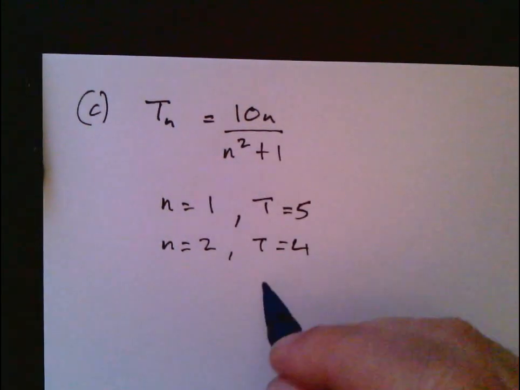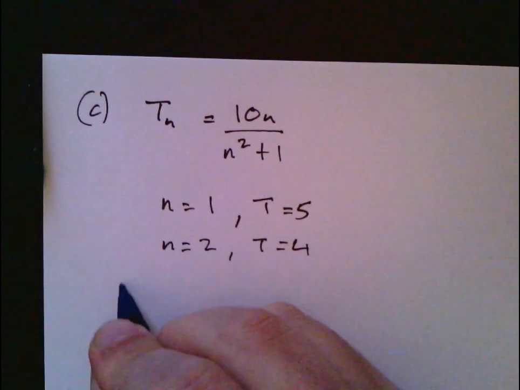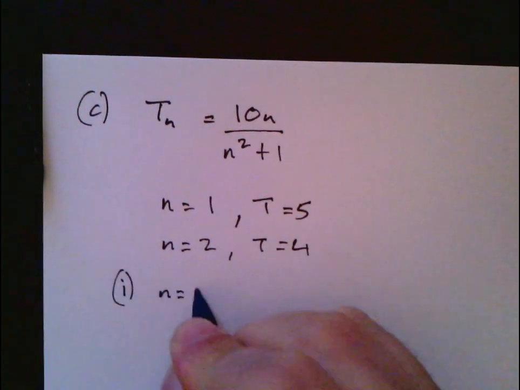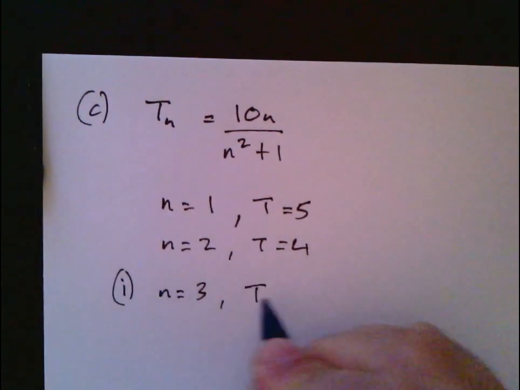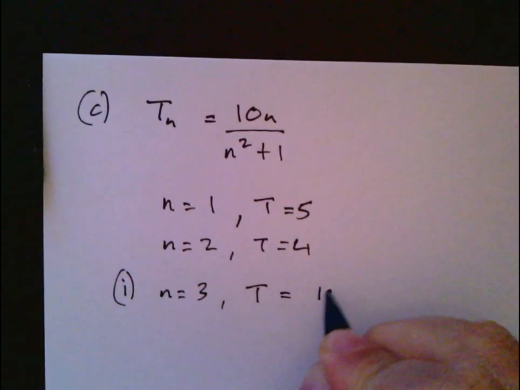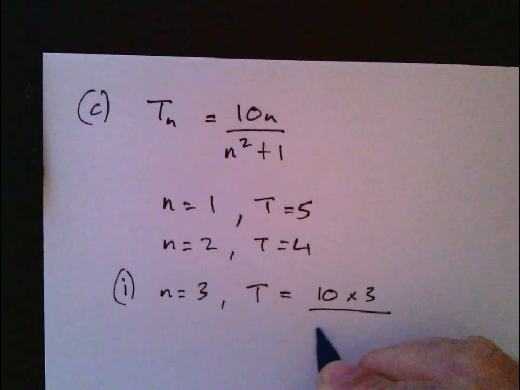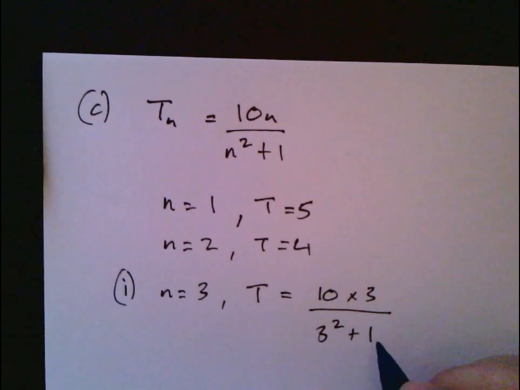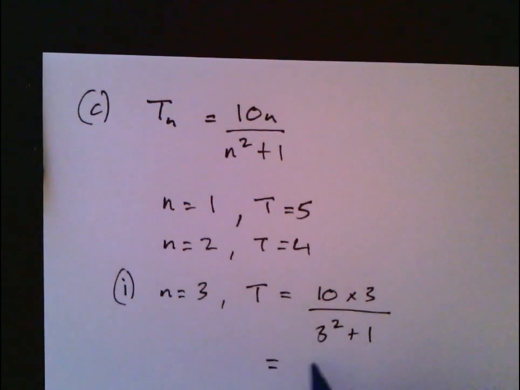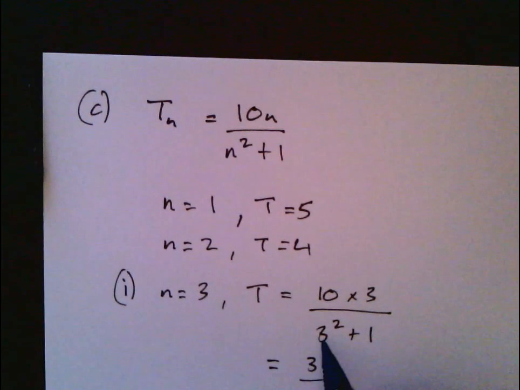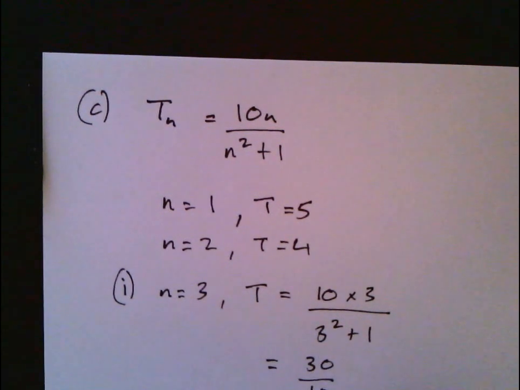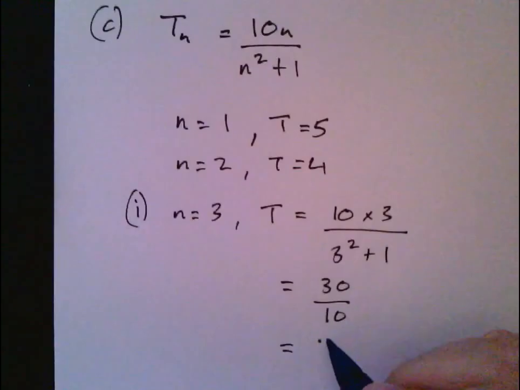The third term. So when n equals 3, t equals 10 times 3 over 3 squared plus 1, which is 30 divided by 10, which is 3.